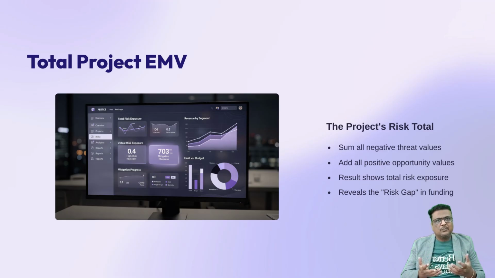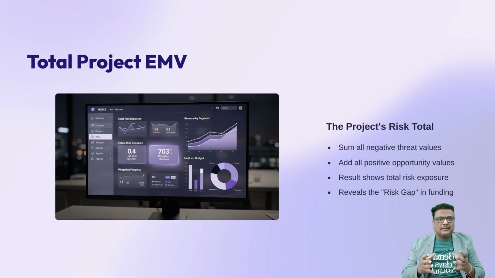To translate that into human speak, it's the project's risk total. You simply add up all your negative threat values and all your positive opportunity values. The number you get at the end is what the project is expected to cost in terms of uncertainty. You've probably seen this. A project looks like it's on budget, but once you add the total EMV, you realize you are actually exposed to an extra $50,000 in potential costs. As risk management professionals, we use this total to show the sponsor the true price of the project. By finding this total, you identify the risk gap in your funding.